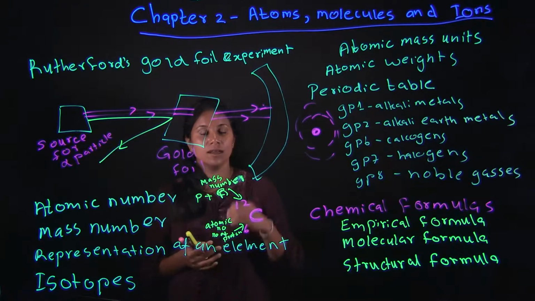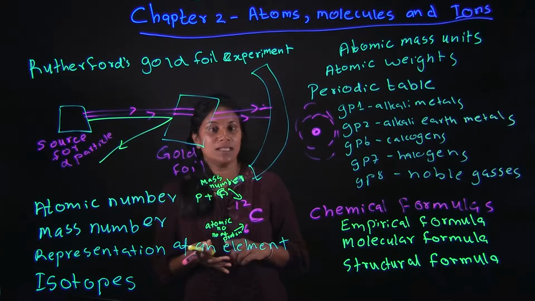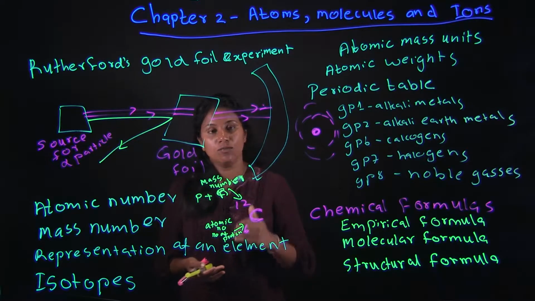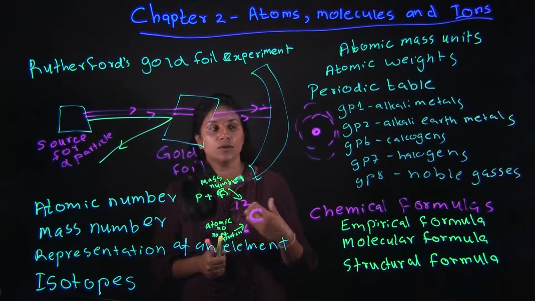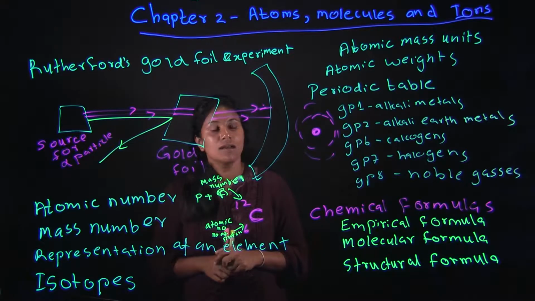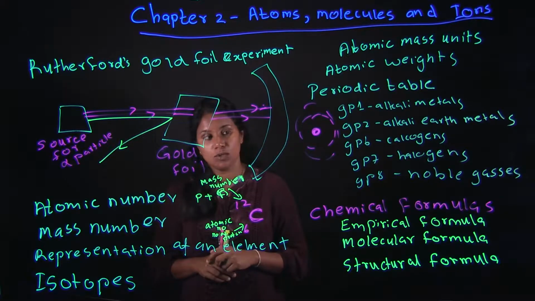Because groups or families share similar properties. Group 1 metals: sodium, potassium, rubidium, cesium. Group 1 we call alkali metals. Group 2, alkaline earth metals. Group 6 chalcogens, group 7 halogens, and group 8 noble gases.